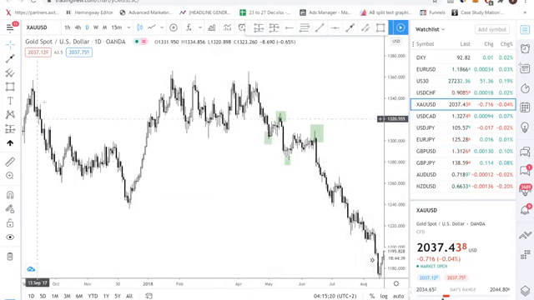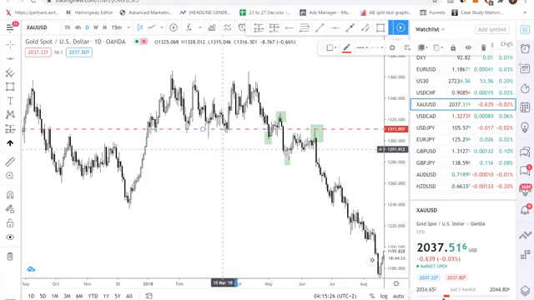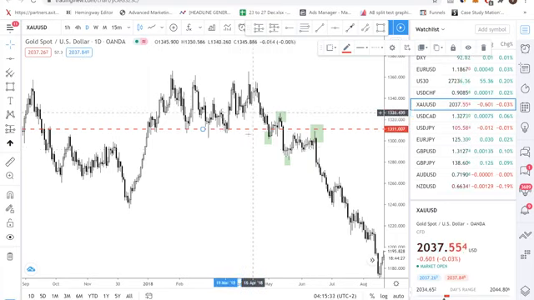Just zoom out. What you want to do is take a horizontal line and mark out the major turning points of the market. Now I get it, you might be very confused. You might say, is this a turning point? Is that not a turning point? You are new, you find it hard. No problem at all.